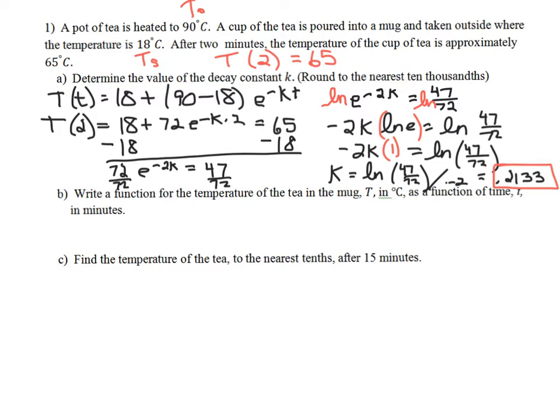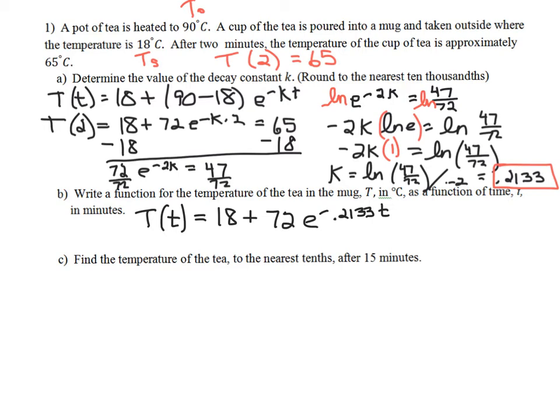So, to recap, in part B, the equation that we are now using, the function that represents the temperature of the tea, would be T of t is equal to 18 plus 72 e to the negative, here comes my k value, 0.2133 multiplied by whatever the t is. So for any amount of time, I can now use this formula.